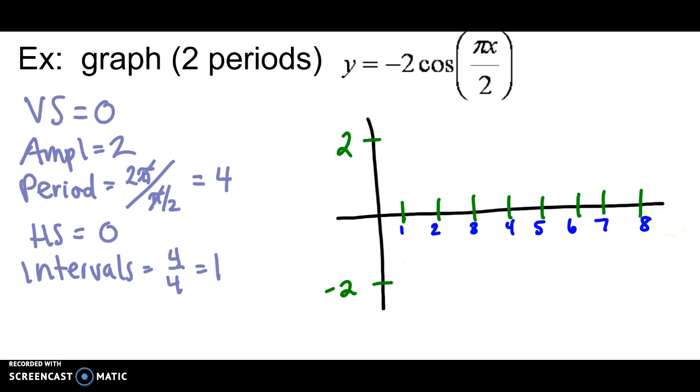So let's think about cosine. Cosine usually starts at 1, or whatever our amplitude goes up to. But since this is negative, I'm actually going to start at negative 2. And from there, I'm just following the shape of the curve that we're familiar with. And there's my two periods. Getting better at this? Good.